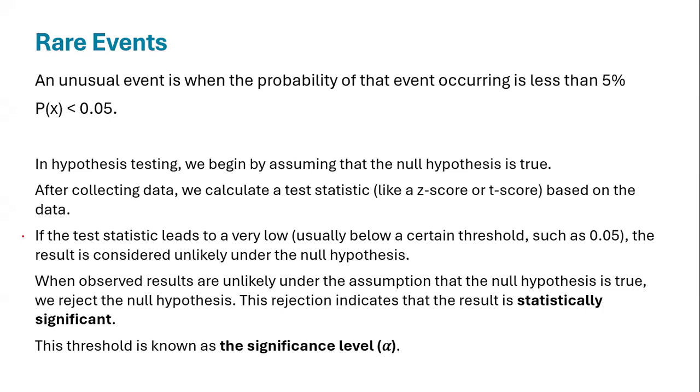And if after finding the test statistic, we get a very small number, which is usually less than 5%, the result is considered unlikely under the null hypothesis. And that's why we need to reject the claim. And that number is called alpha, or the significance level.